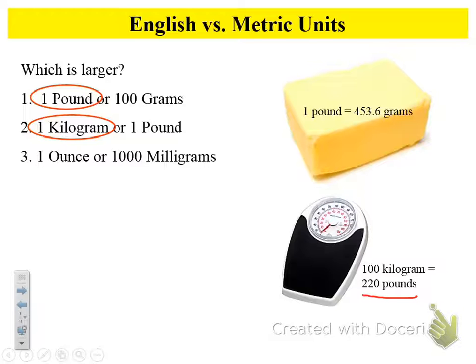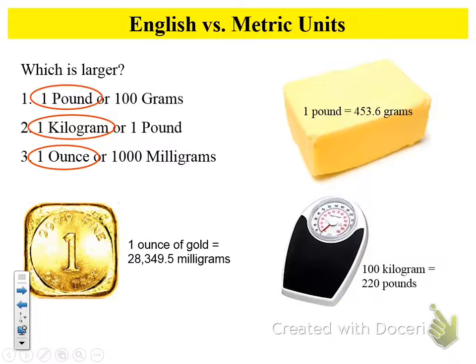All right, last one. 1 ounce or 1,000 milligrams. Thumbs up if you think 1 ounce. Thumbs down if you think 1,000 milligrams. Take a guess. Educated guess. All right, so looks like mostly thumbs down, but I got some thumbs up. Okay, 1 ounce is bigger.